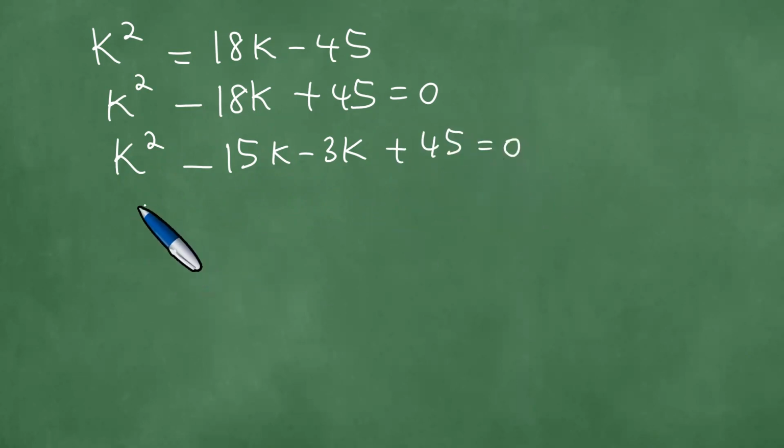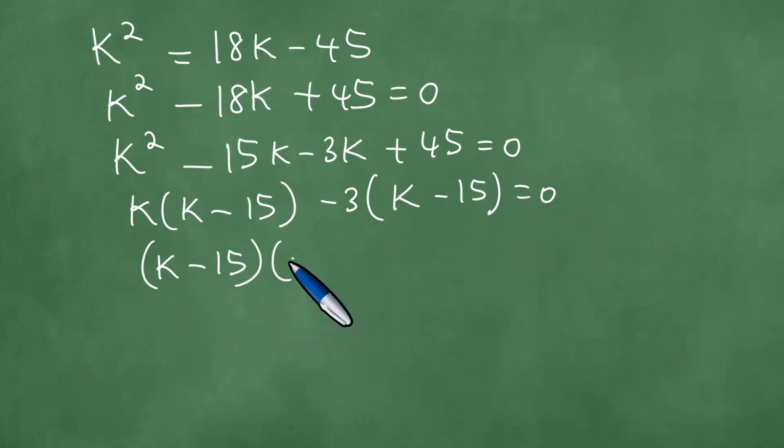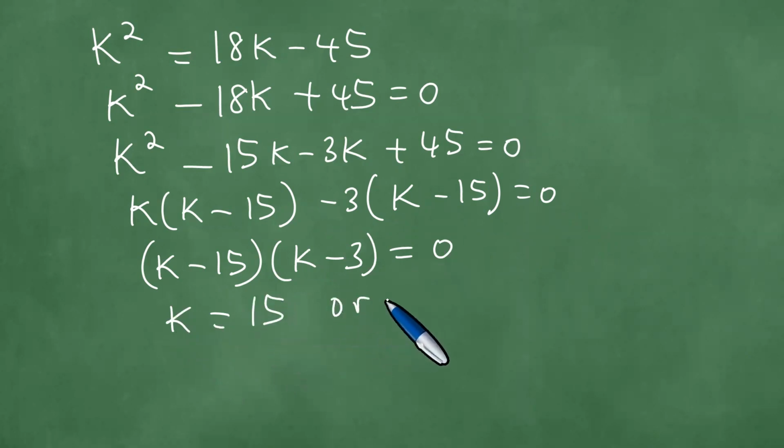The result is 0. We take out a common factor k from the first two terms, and we have k minus 15, like so. You have minus 3 into k minus 15, and this is 0. Now, k minus 15, folks, is a common factor, meaning we have k minus 15 into k minus 3. We have factorized this expression, and then we get k equals 15, or we have that k equals 3.